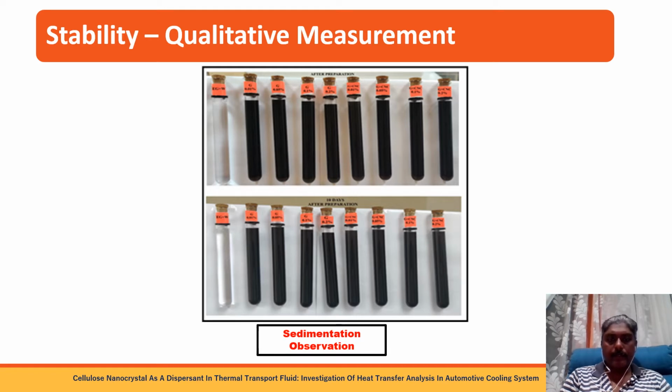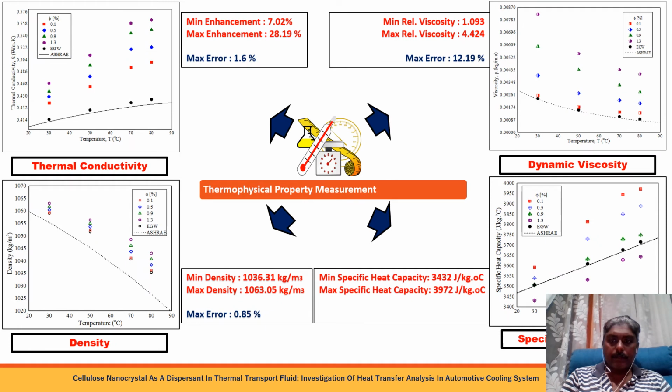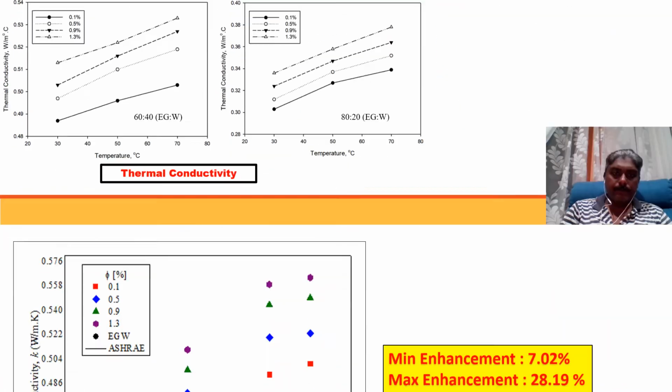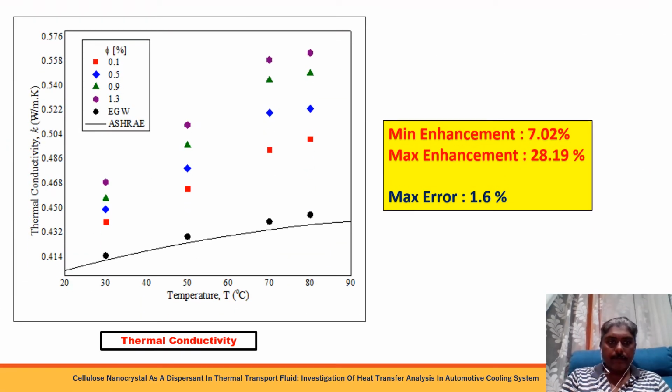So this is the stability measurement for each of the concentrations of the graphene. We have done one month of preparation, and after a number of days we look at the observation and find the stable liquids. We are looking at all these parameters: thermal conductivity, density, specific heat, and also dynamic viscosity. For thermal conductivity, as we increase the temperature, it increases, as the ethylene glycol is varied also. It has the highest enhancement around 28.9%, and the minimum enhancement is around 7.02%. But we are looking at other properties after that so that we can conclude this.